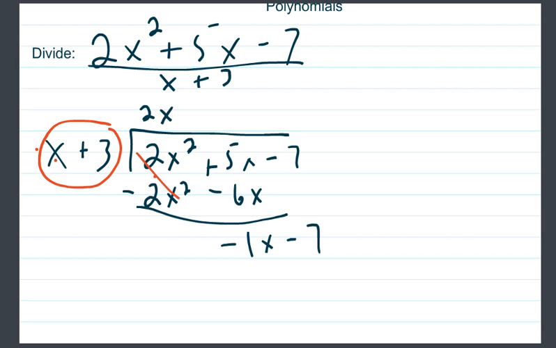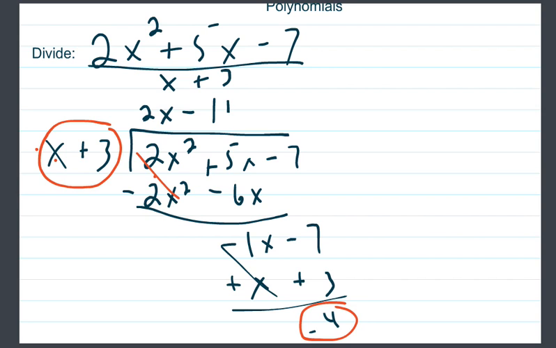And then you do the same thing again. You ask yourself, what times x will give you negative 1x? So negative 1 times x will give you negative x. So you put the negative 1 on top. Then you multiply negative 1 times x plus 3. Then you draw a line and switch the signs. And now we can't go any further and we're left with negative 4. So the negative 4 is your remainder.